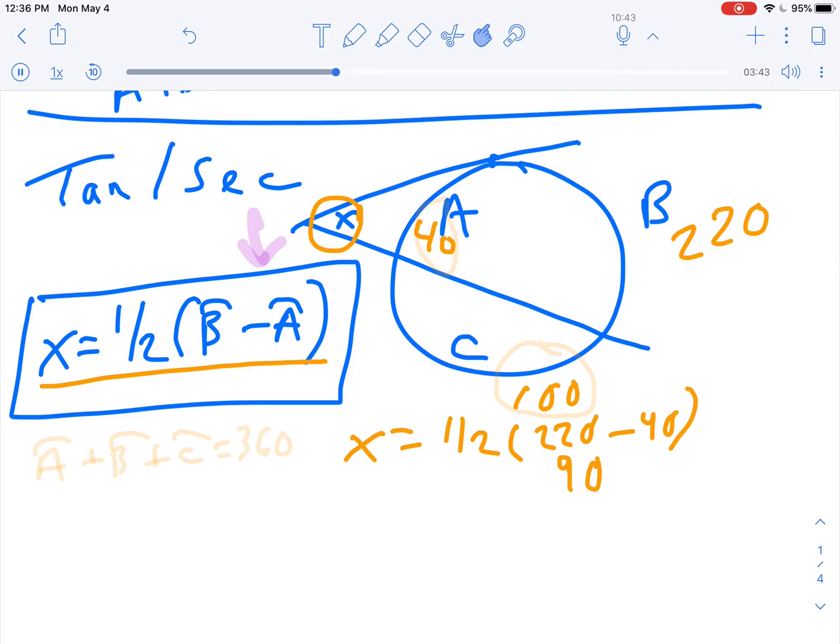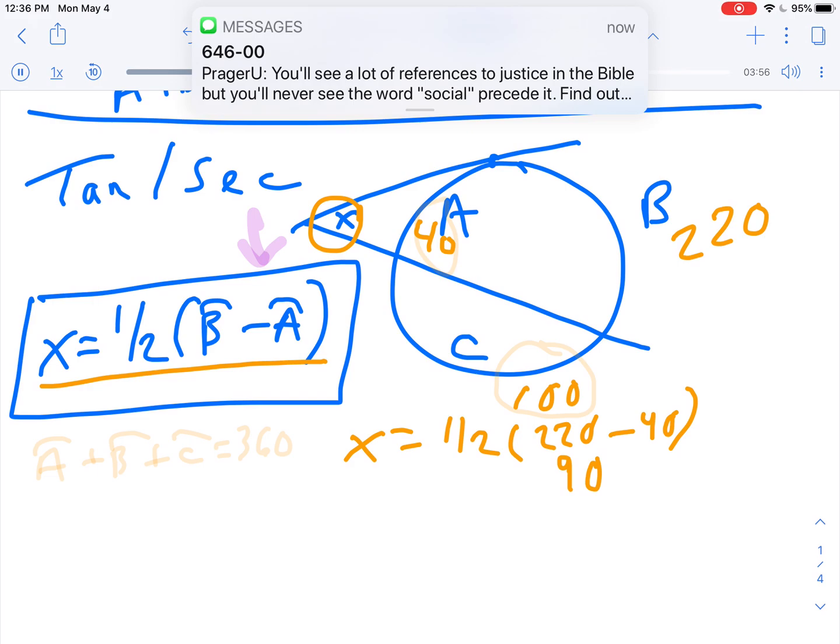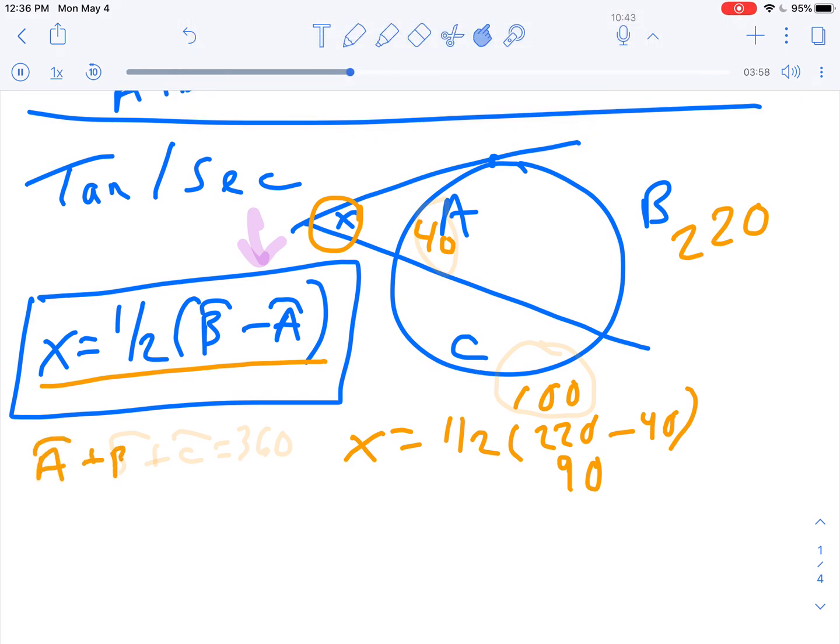On the problems you'll get, they'll give you two or three of the four things. They'll give you X, A, B, or C, and you have to solve for what the missing one is. So just remember that arc A plus arc B plus arc C have to add up to 360. Sometimes they make you figure it out, like in this last one I just did. I said this is 40, this is 100. You have to assume, since it's a circle, this has to be 220 in order to get your total of 360. So once again, it's 1/2 B minus A, just as it was up here when you had two tangents.